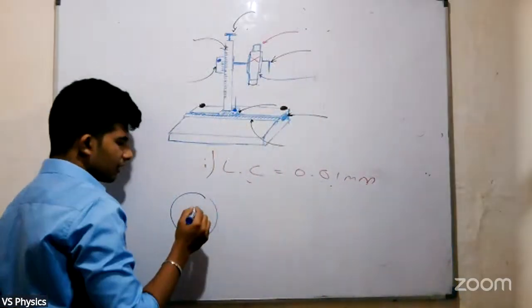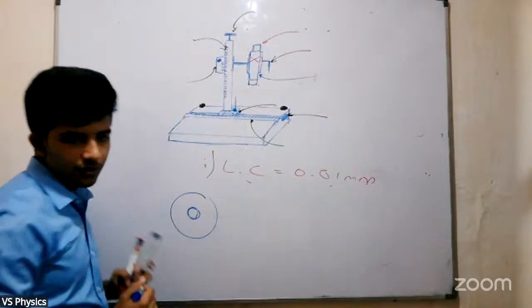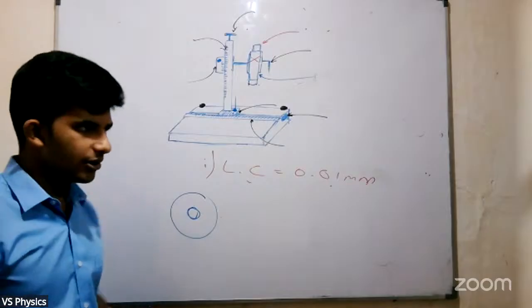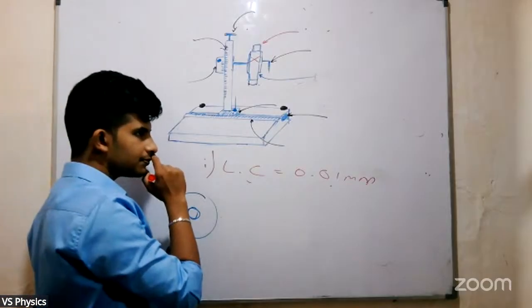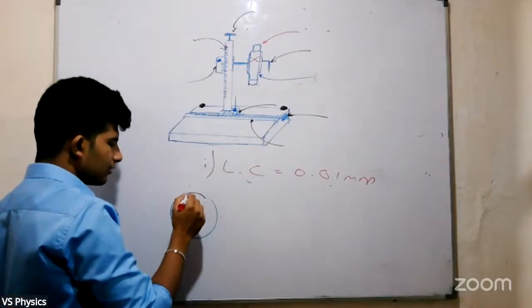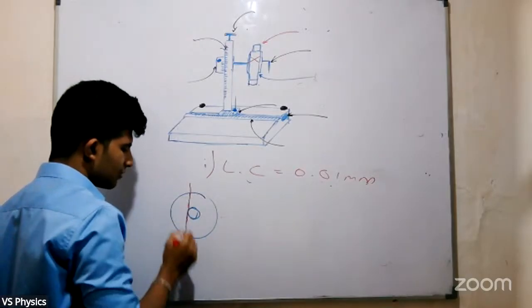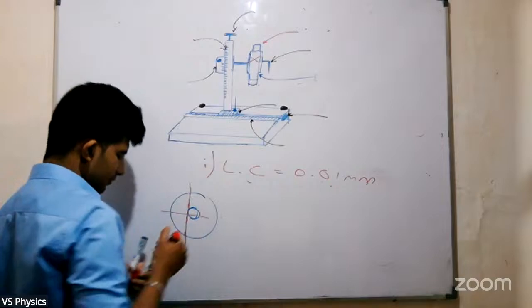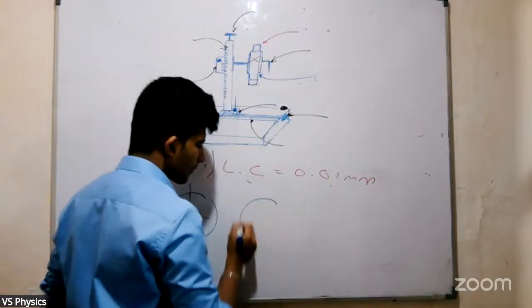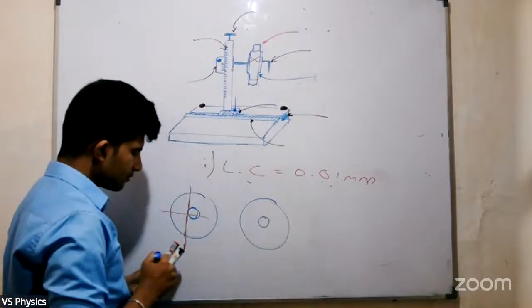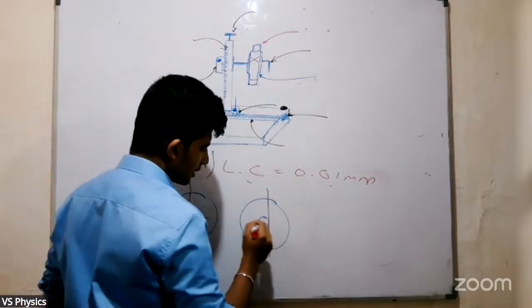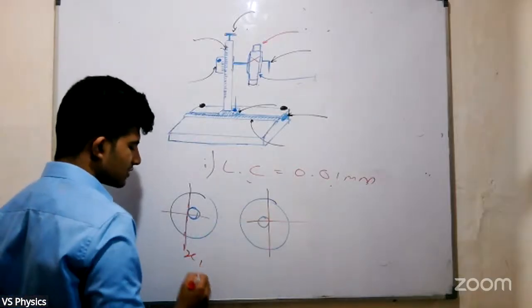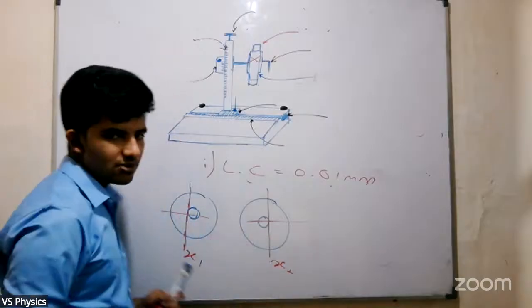Thereafter, we have to take horizontal measurements and vertical measurements. How do you take the horizontal measurement? We first take the measurement of this side, with the cross wire on the edge. After this, we take the measurement like this, with the cross wire on the other edge. Let's say this is x1, this is x2. You have to find the difference between them.